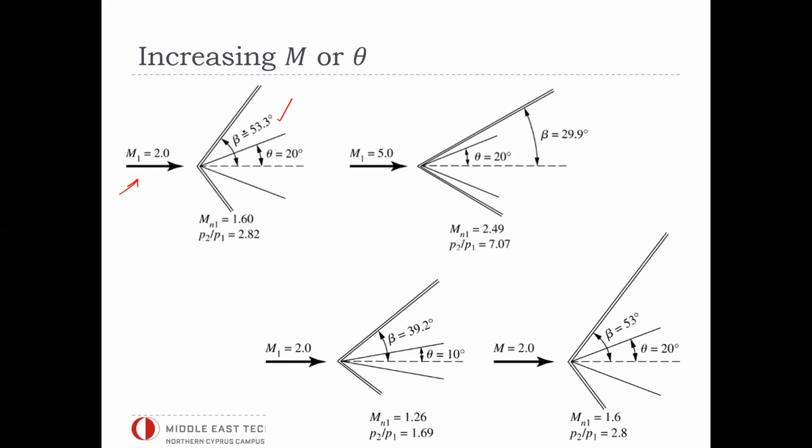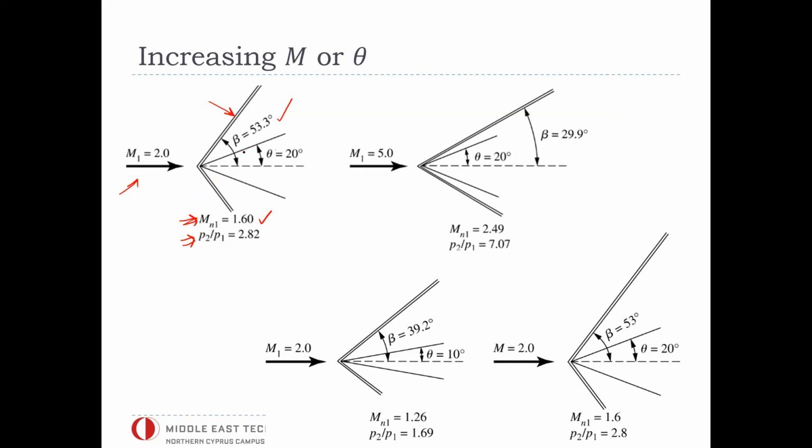Using these angles theta, beta, and M, we can actually calculate the normal component Mn1. Using this as an input to our equations, or just using normal shock wave charts, tables, or equations, we can then calculate, for example, the static pressure ratio across this oblique shock wave.